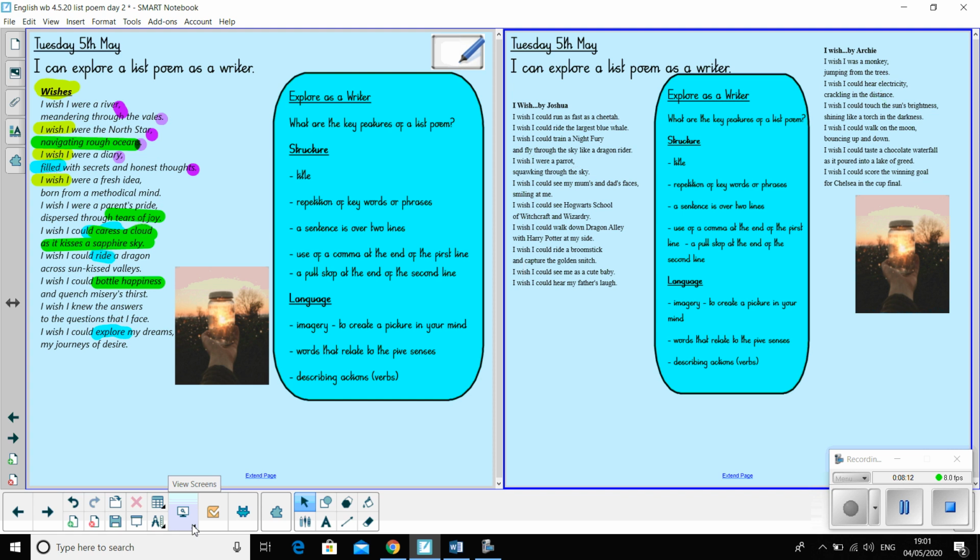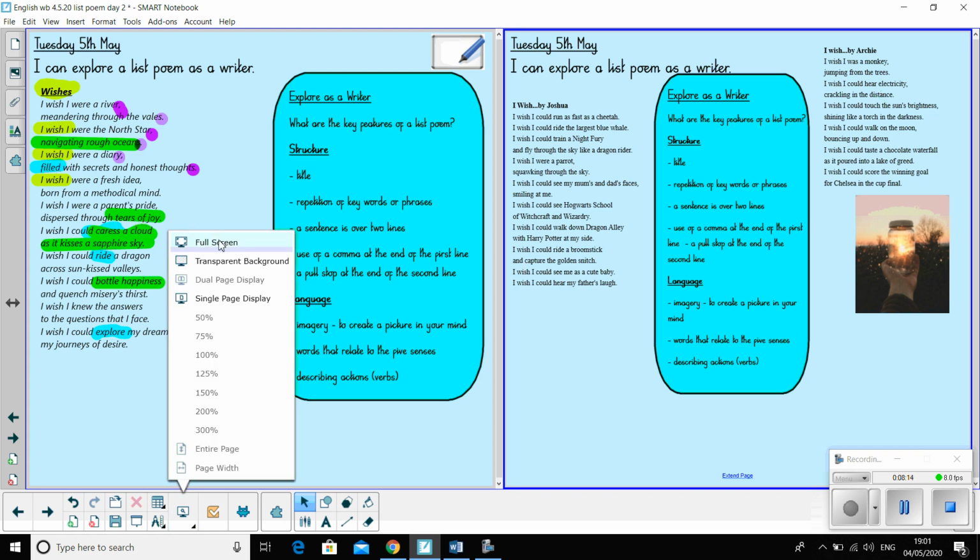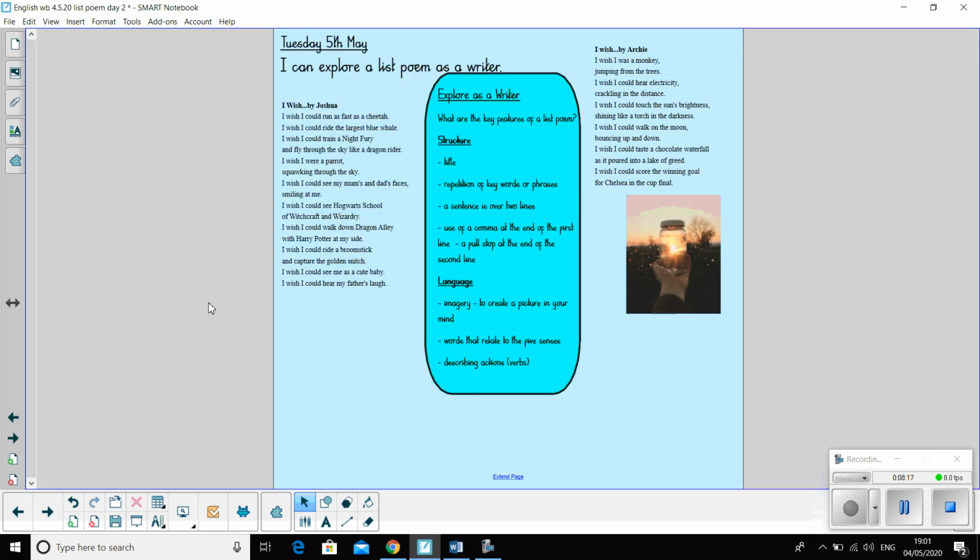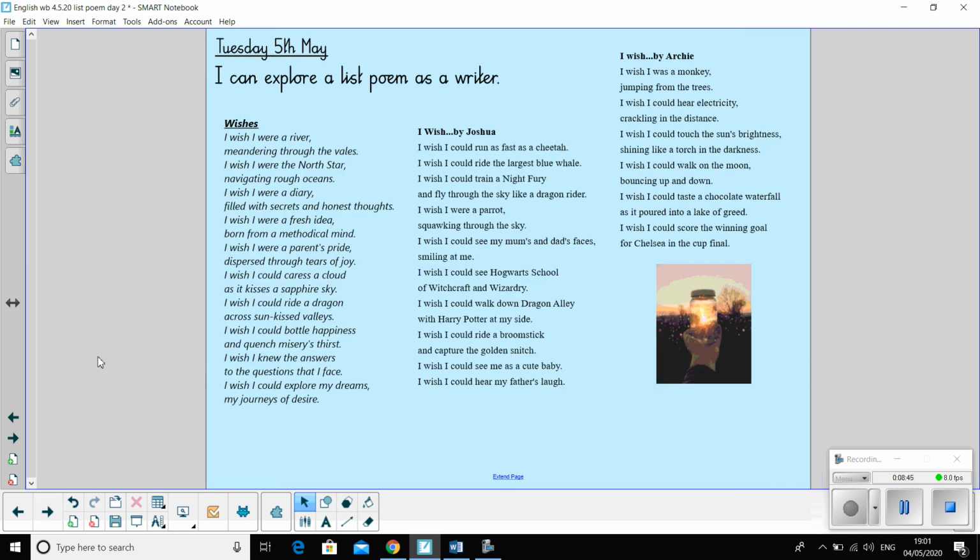I nearly showed you the answers then, so let's go back to single page display. There we are. So pause here whilst you have a go at that. Okay, there we are. Just a few examples highlighted for you, so you can see, have you picked up similar things? Have you spotted different things? I haven't highlighted every single word or phrase on there, just dotted around some examples for you, as we would do in class. Okay, so there are the poems.